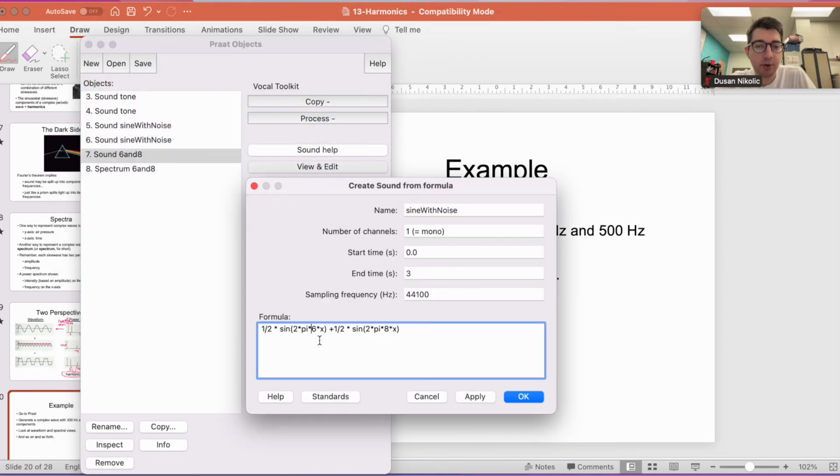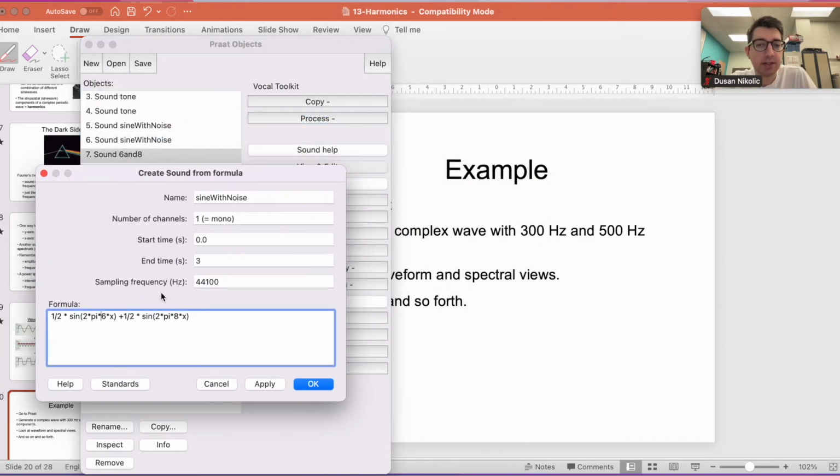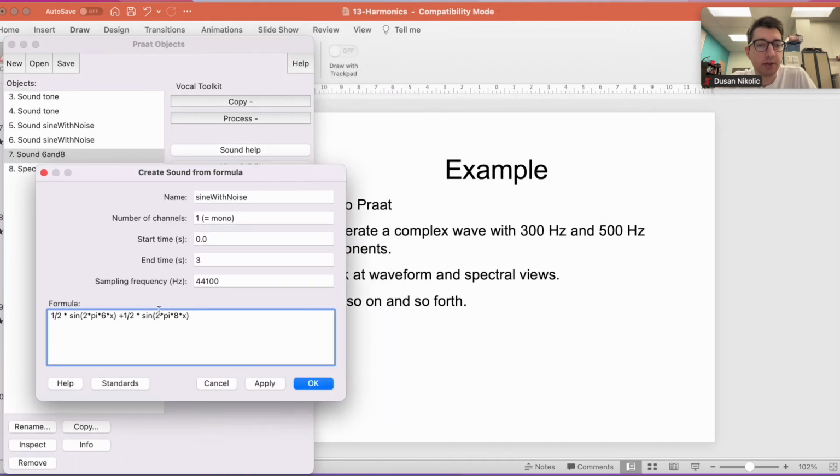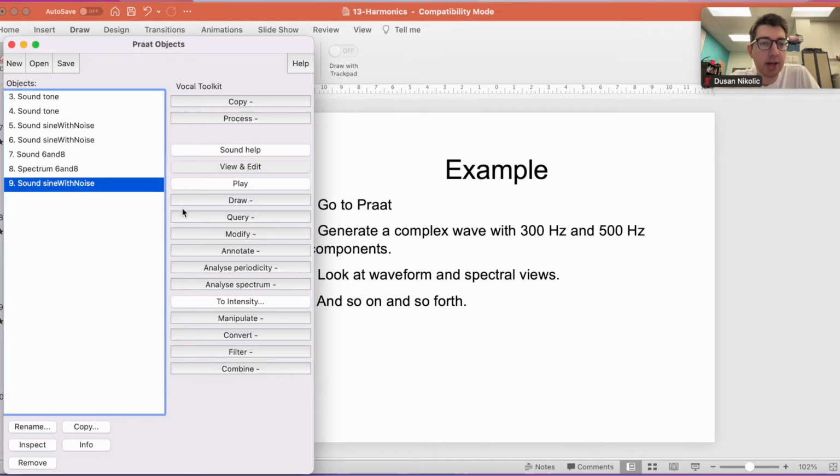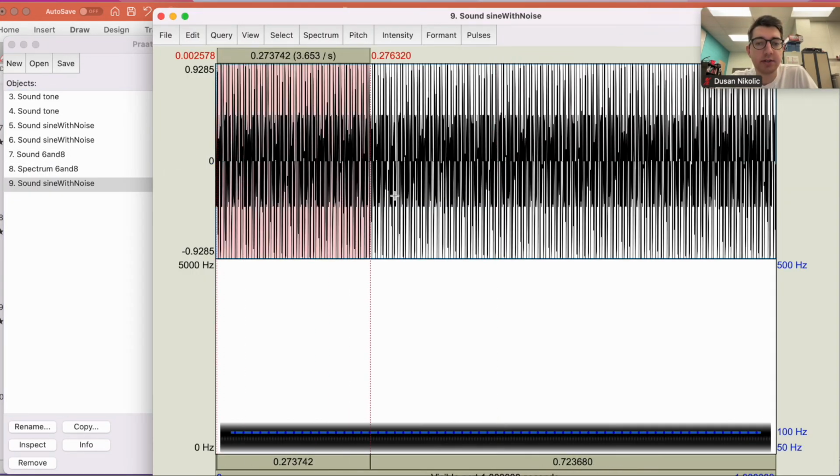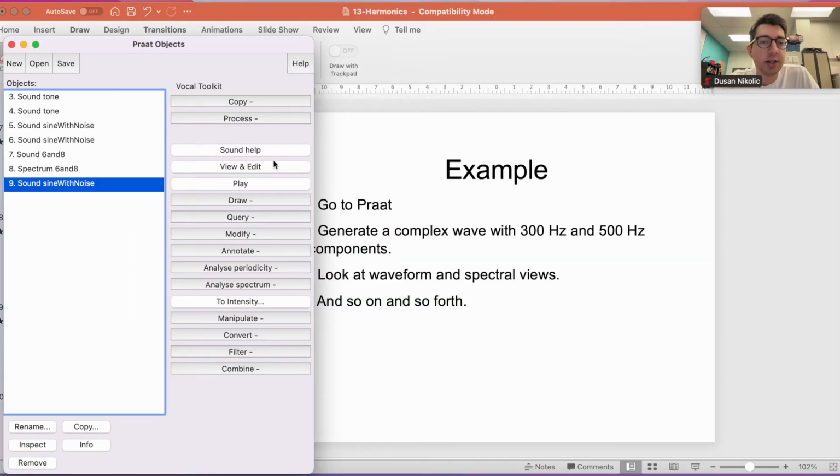So create from formula. I will create a complex wave of 300 hertz and 500 hertz. The amplitude will be the same, and 1 second is okay. Let's see. This is what it sounds like. It's a little bit annoying.